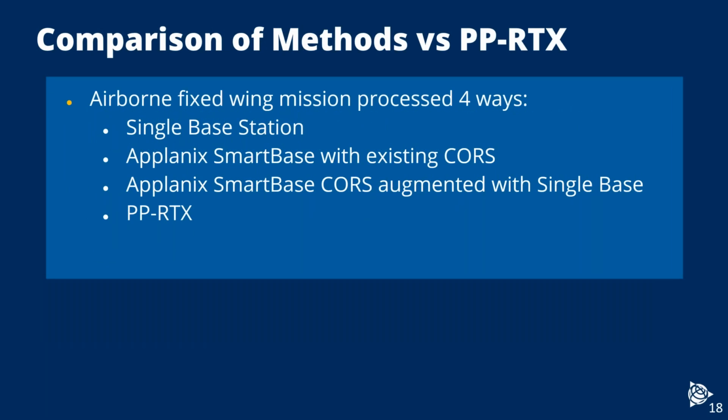Okay, so now we'll actually take a look at our most commonly used processing methods and see how PP-RTX stacks up to them. We'll have a look at accuracies generated by single base, where you use just one physical base station, smart base, where you use a CORS network, a combination of single base and smart base, and finally, we'll compare those to PP-RTX. And this will all be done with one fixed wing flight example that we have for you here today.